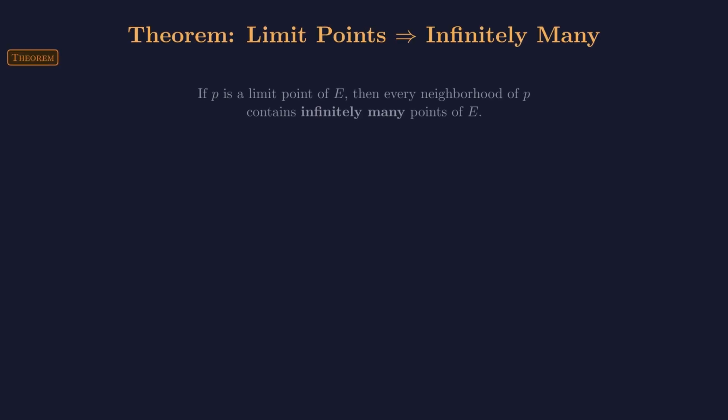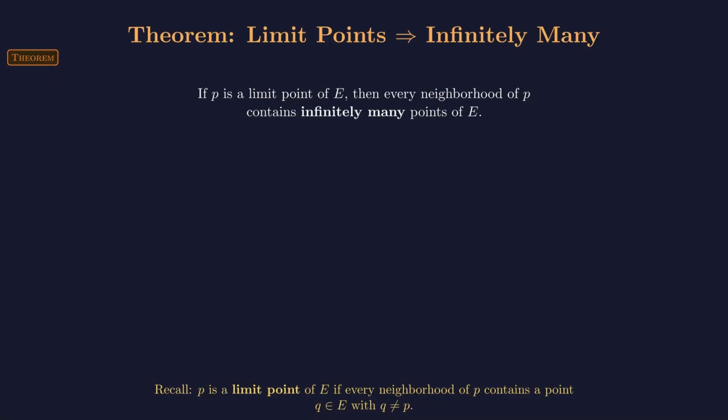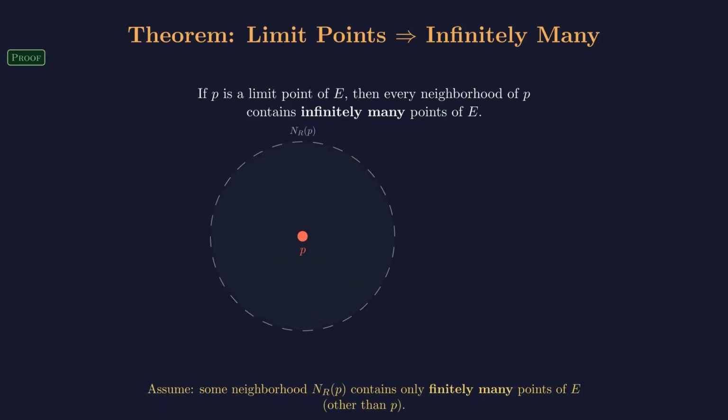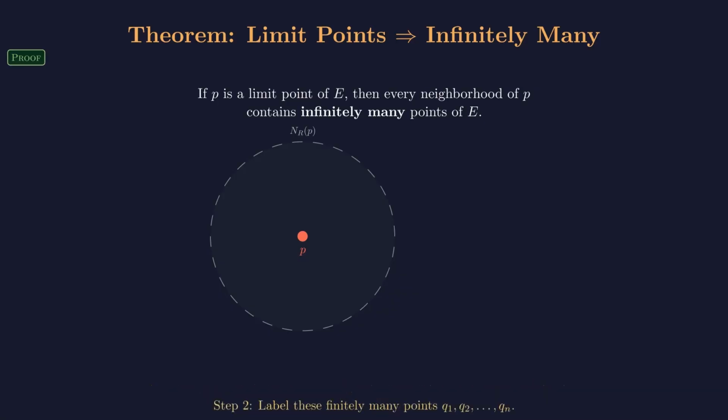Our next theorem says something stronger than the definition. If P is a limit point of E, not only does every neighborhood contain a point of E, it contains infinitely many. We'll prove this by contradiction. Suppose, for contradiction, that some neighborhood of P contains only finitely many points of E. Let's call them Q1 through Qn, all distinct from P.